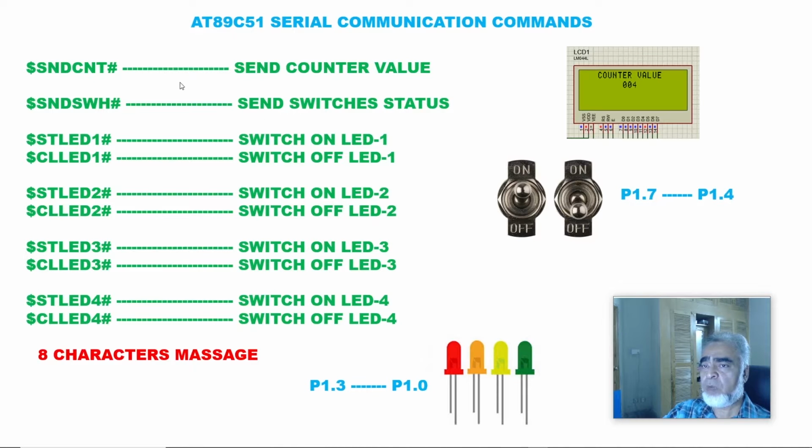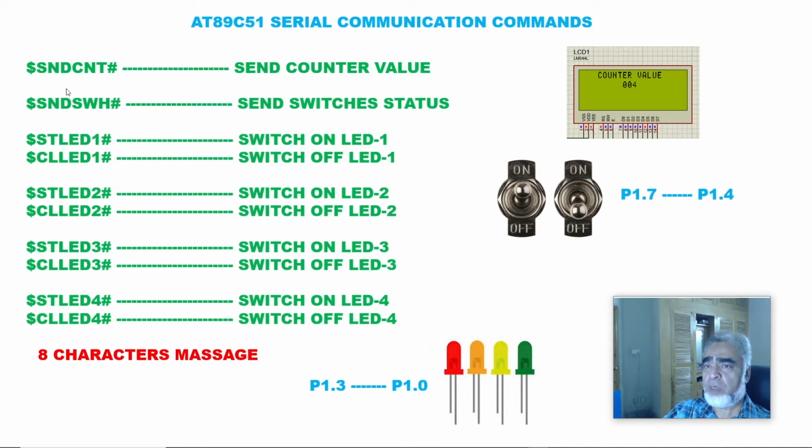And here we can find different commands for the serial communication which we developed in our previous session. To read the value of the counter, we wrote a command, that is $send counter and the hash. And to read the status of the switches, we wrote a command, that is $send switches and hash. And to control the status of the 4 LEDs connected on port 1, we wrote 8 commands, that is $set LED1 and hash to set the LED 1, and clear LED 1 and hash to clear the LED 1. Similarly, we wrote the other commands, that is set LED 2, clear LED 2, set LED 3, clear LED 3, set LED 4 and clear LED 4.